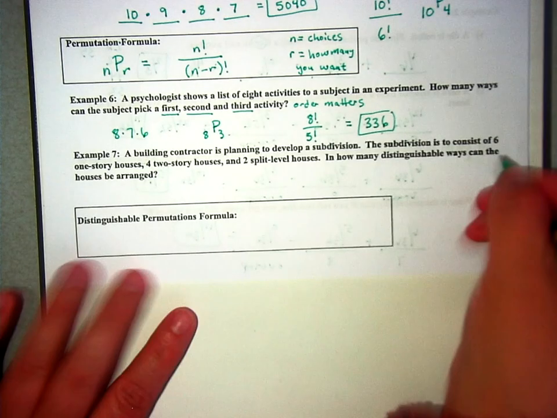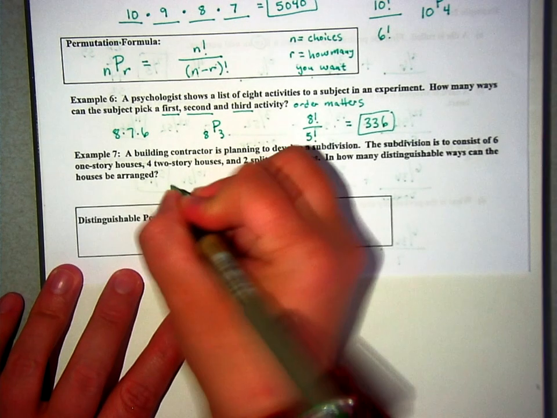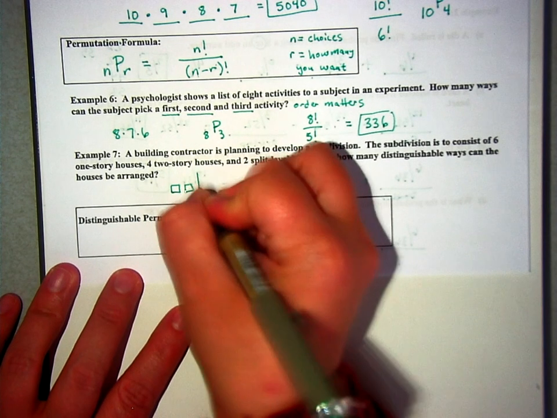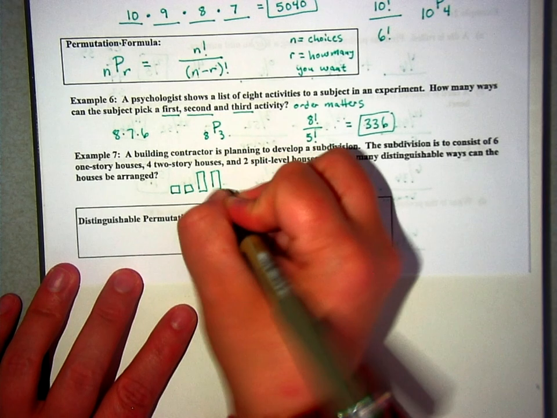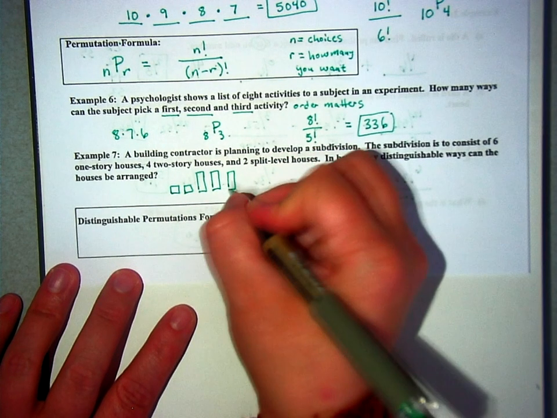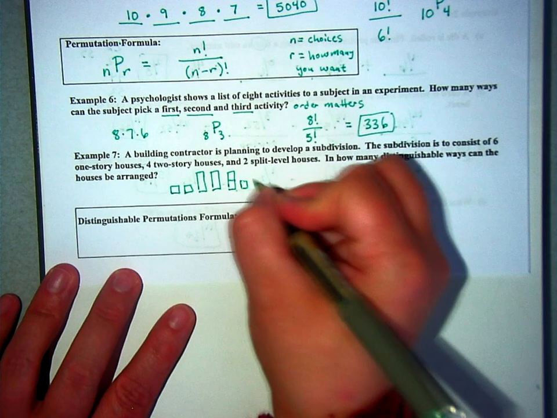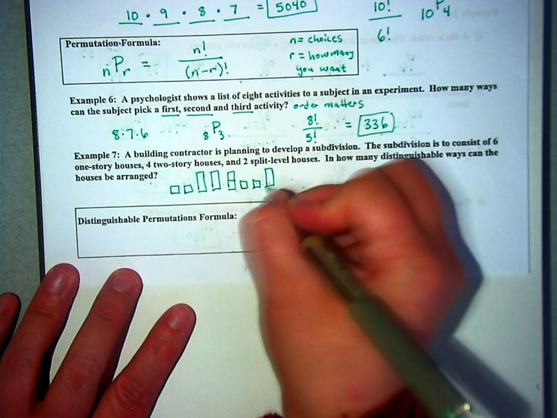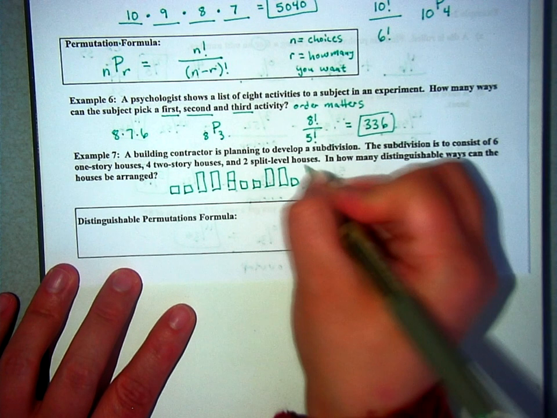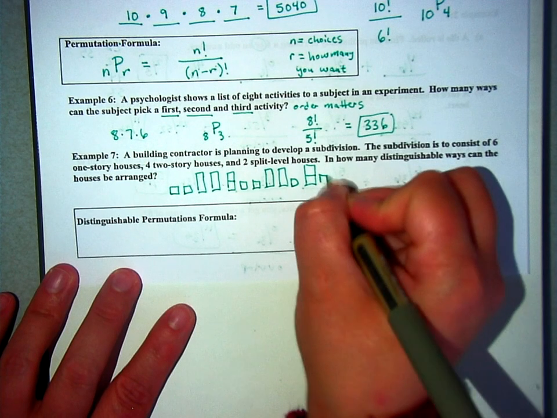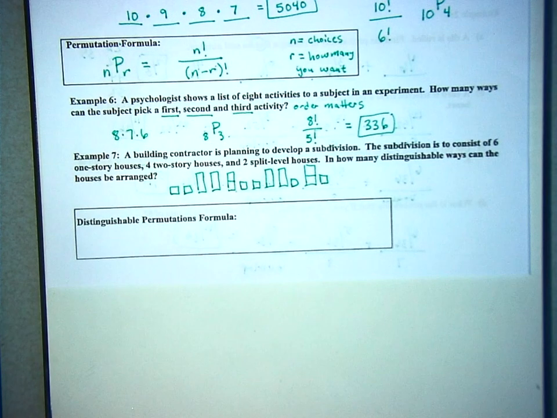All right, so I'm going to draw a picture of an example. So maybe there's like 2 little ones, and then like 2 tall ones, and then I'm going to call this a split level, and then there's another 2 of those, and then some tall ones, and then a little one, and then a split, and then a little one. You don't have to draw this, just watch. Do you see I have 2 split-level houses, 4 tall houses, and then 6 little houses?